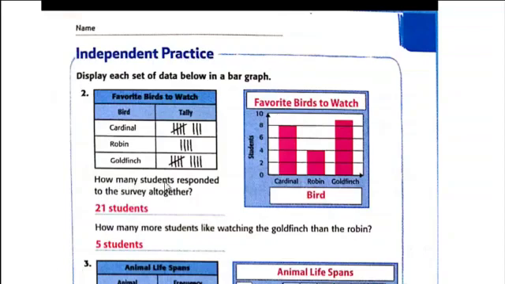Here, how many students responded to the survey together? Together means that you will add all these tally marks. Here, 8 tally marks plus 4 equal 12 tally marks, plus 5 equal 17 tally marks, plus 4 equal 21 tally marks. So right here 21 students, this means that 21 students took the survey.